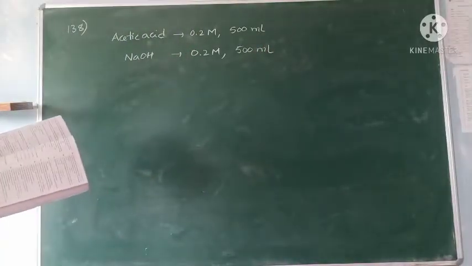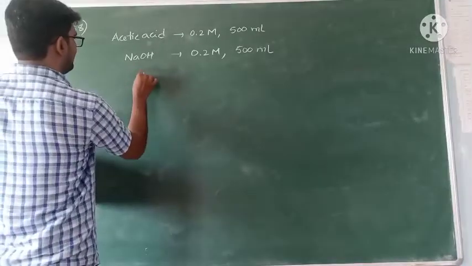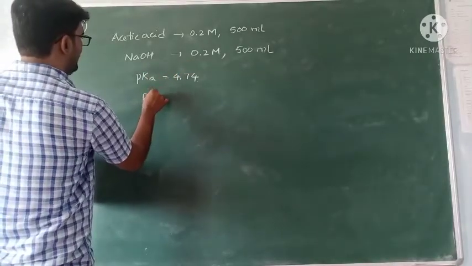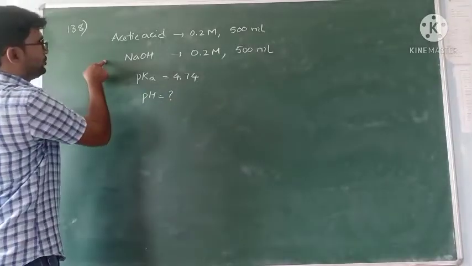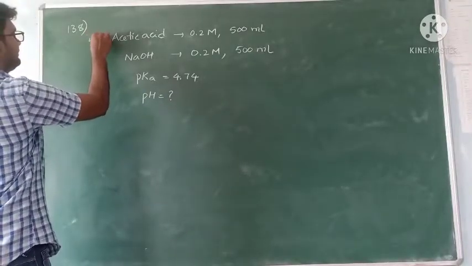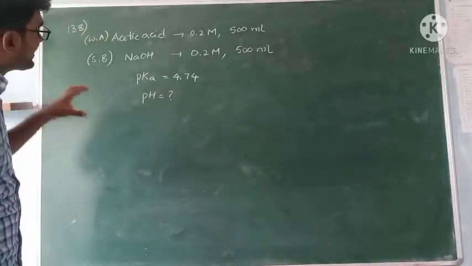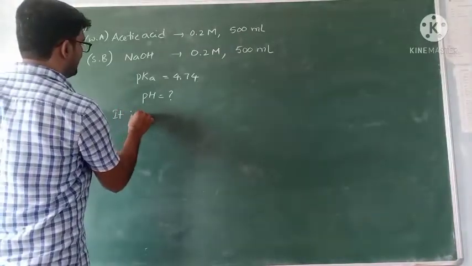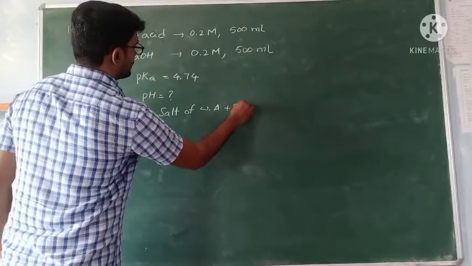The pH of the resulting solution will be, and also pKa is given. pKa is equal to 4.74. Then what is the pH of the solution? After adding these two, what is this one? This is a weak acid. This is the strong base. Do you understand? Then what type of salt is formed? It is a salt of weak acid and strong base.